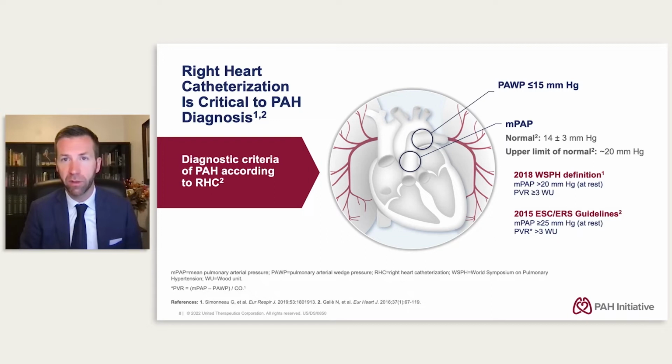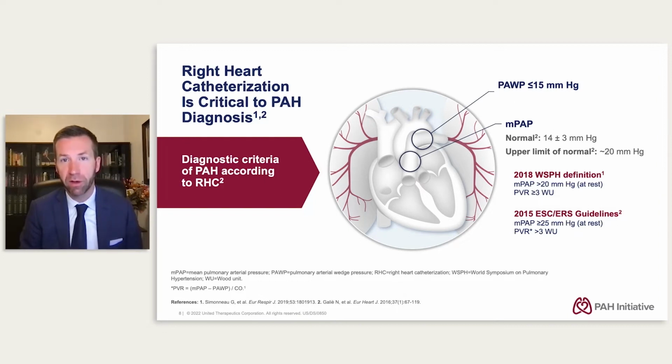One is the pulmonary capillary wedge pressure needs to be low, needs to be less than 15 millimeters of mercury. The reason for that is that if we gave any of us a large volume bolus, our PA pressures would go up. So what we're trying to rule out with the wedge being less than 15 millimeters of mercury is that this is not secondary to volume overload, left-sided heart failure, in essence.